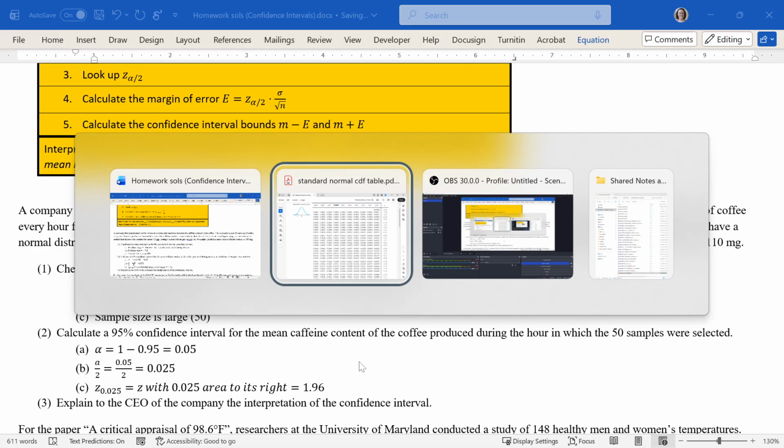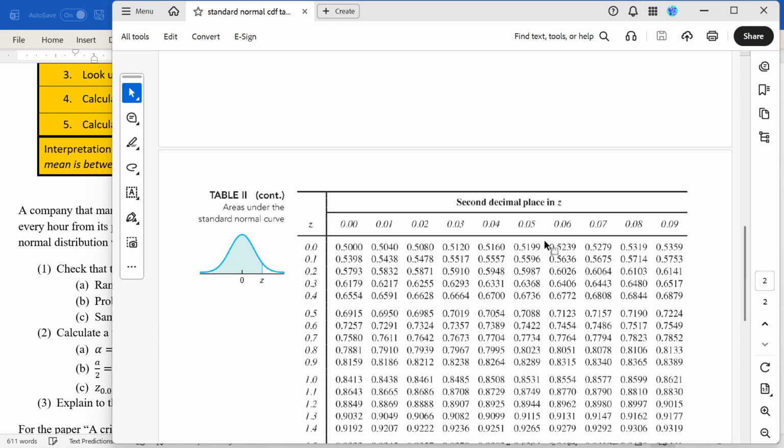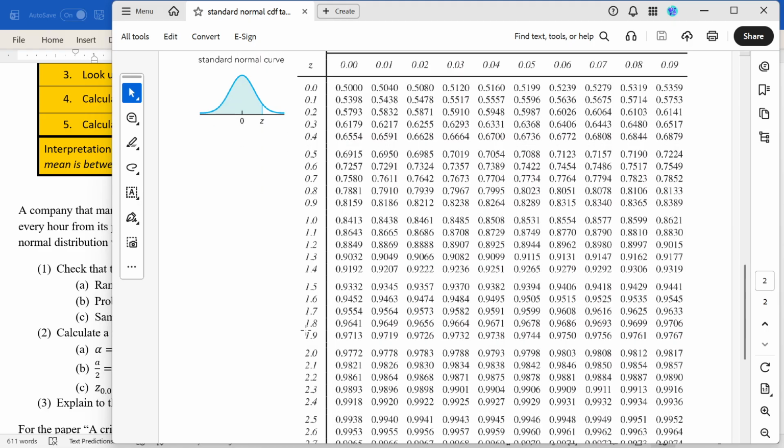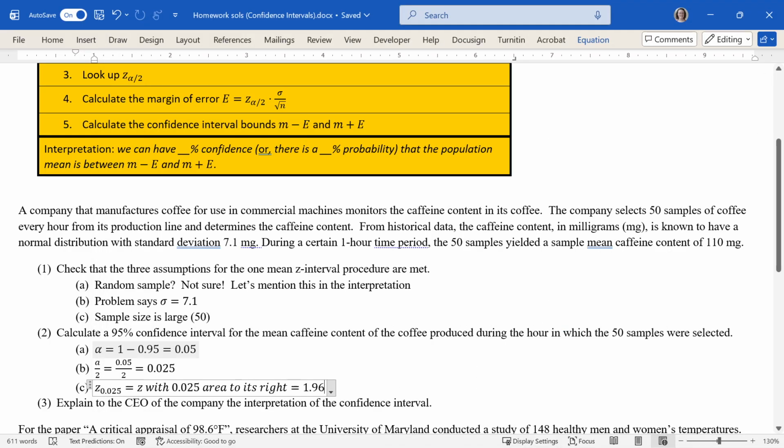And let me just show you. So if I look up 1.96 on this side of the table, that z-score has 0.9750 area to its left, so that leaves 0.025 area to its right. So that's the one that is symmetrically placed from negative 1.96. Okay, anyway, somehow you get the z-score. It always comes out to be a positive z-score.